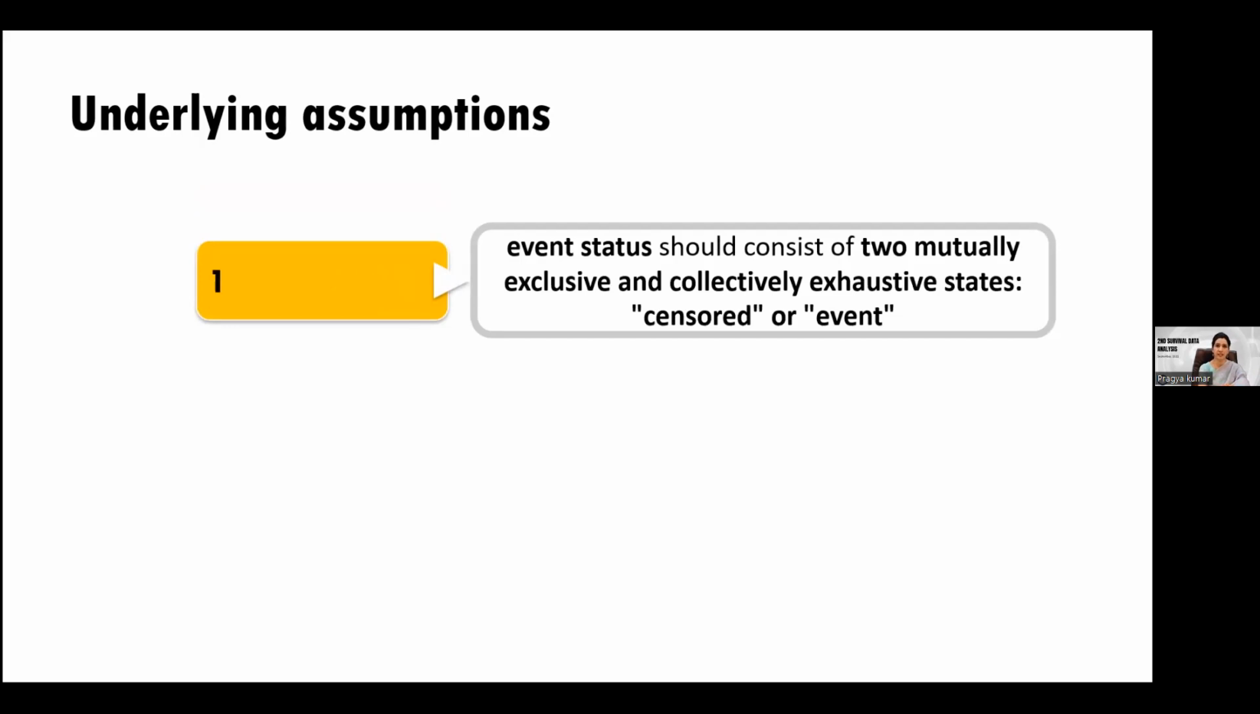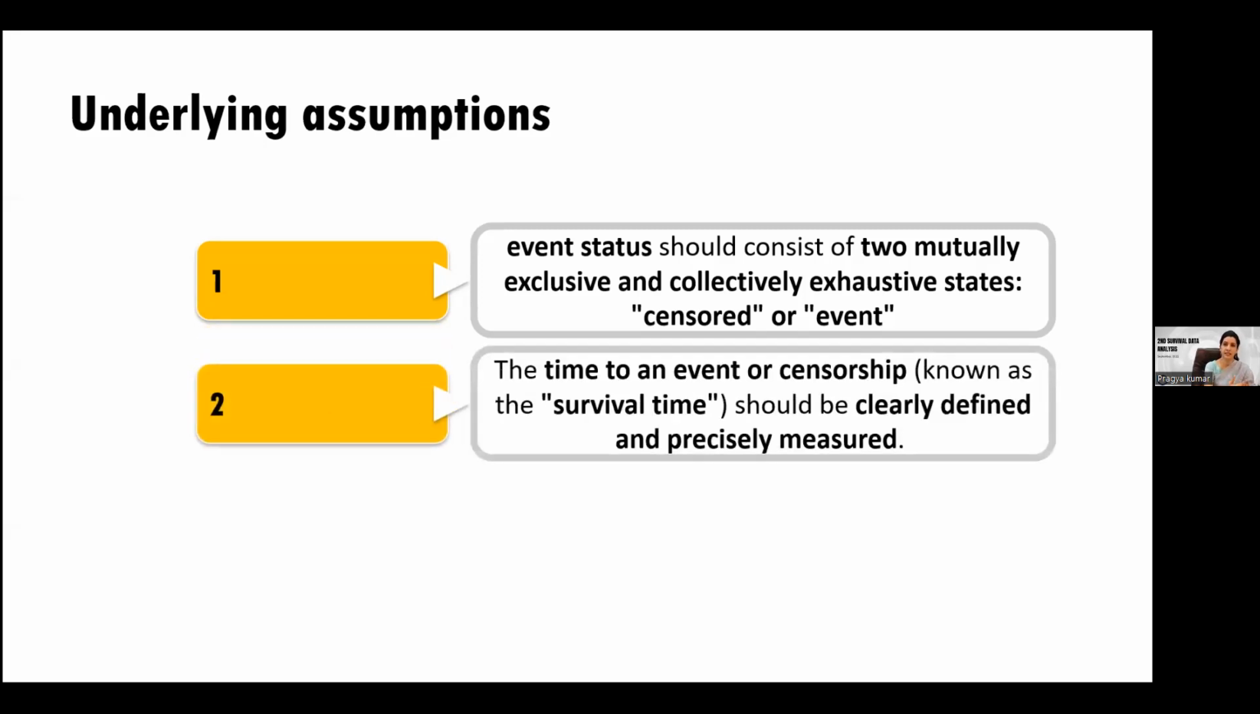So the first underlying assumption is that the event status should be mutually exclusive. What do we understand by mutually exclusive? That means either the event should happen or the case should be censored. That's why we call it mutually exclusive and collectively exhaustive. That means you will assign every individual either a 0 or a 1. 0 means censored, the event has not happened, and 1 when the event has happened.